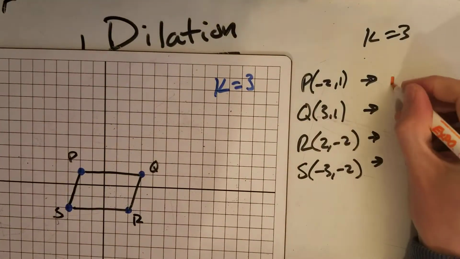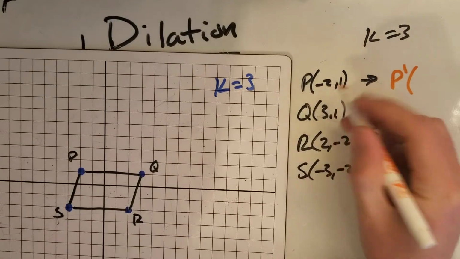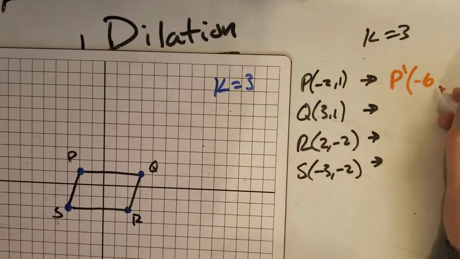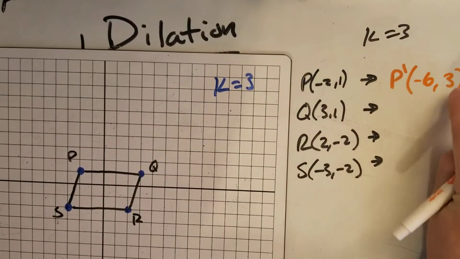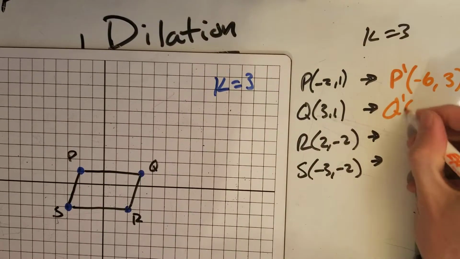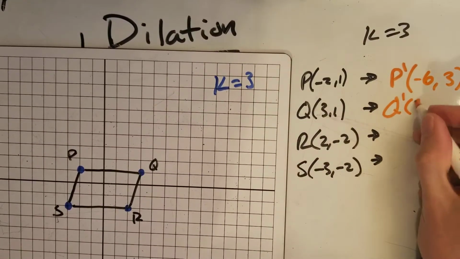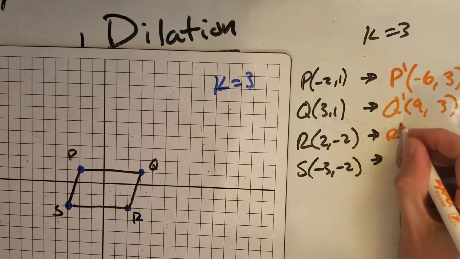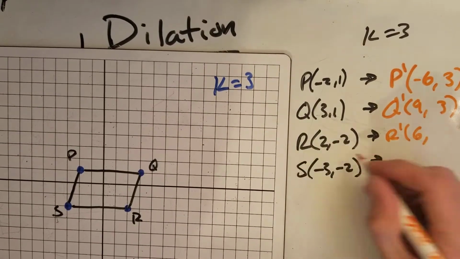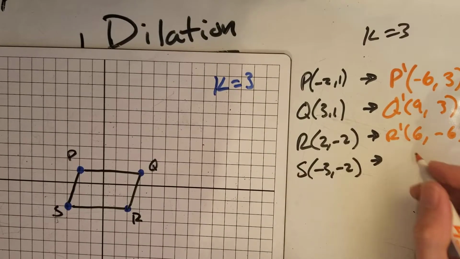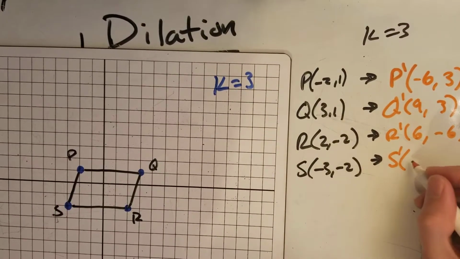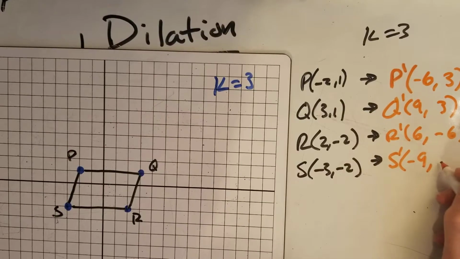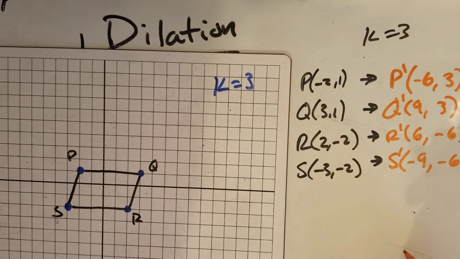We'll list our new coordinates. Your P prime, we still use the prime symbol. -2 times 3 is -6. Positive 1 times 3 is 3. Our Q prime, 3 times 3 is 9, 1 times 3 is 3. R prime, 2 times 3 is 6, negative 2 times 3 is negative 6. And S prime is going to be negative 9, negative 6. Everything just got 3 times larger.